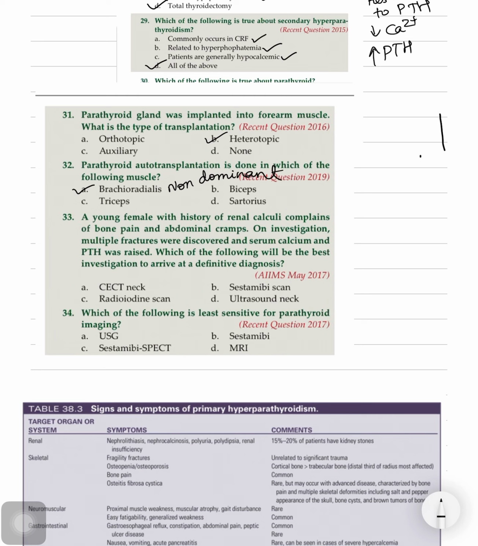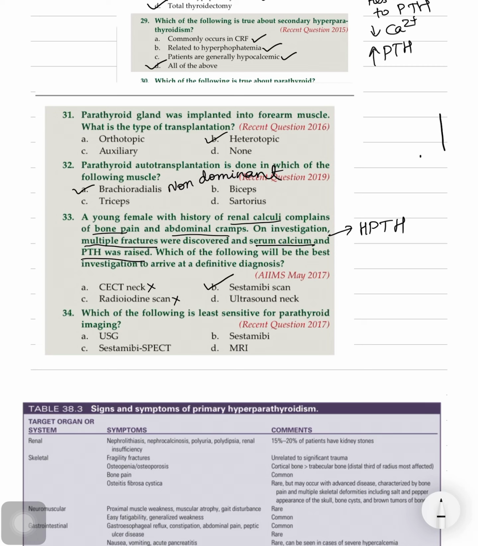A young female with a history of renal calculi complains of bone pain and abdominal cramps. On investigation, there are multiple fractures, and serum calcium and PTH were raised. Which of the following will be the best investigation? The investigation of choice is the sestamibi scan, because everything points towards hyperparathyroidism. We need to localize the parathyroid glands, and the more sensitive test is the sestamibi scan. Radioiodine is for the thyroid and CECT is not used. Ultrasound neck has low sensitivity compared to sestamibi.